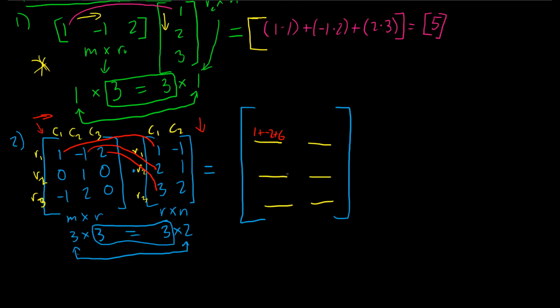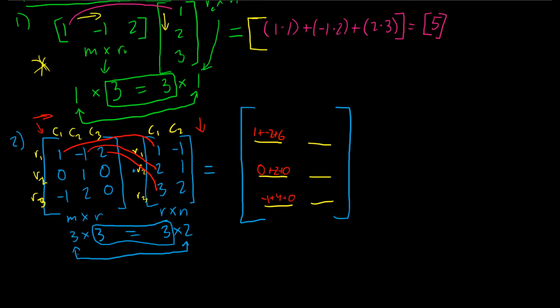So for this next spot, we're going to have 0 times 1, which is 0, plus 1 times 2, which is 2, plus 0 times 3, 0. Next one, negative 1 multiplied by 1, negative 1. 2 multiplied by 2, 4, plus 4. 0 multiplied by 3, plus 0.